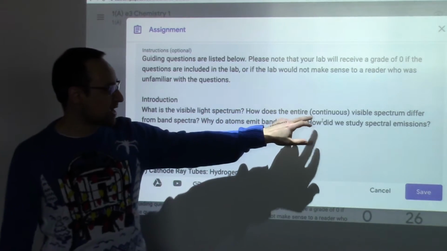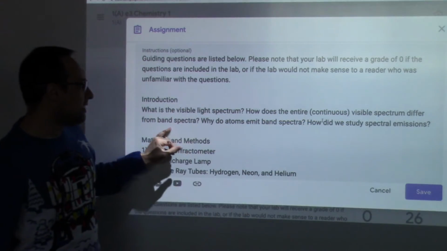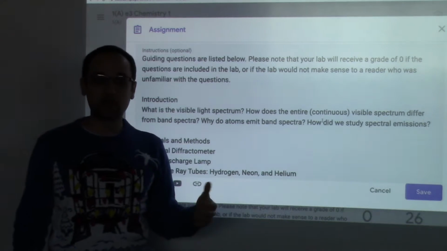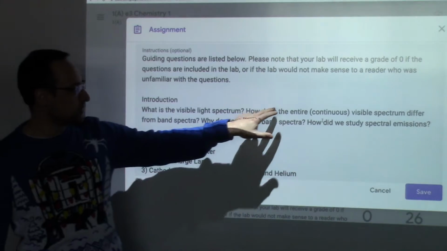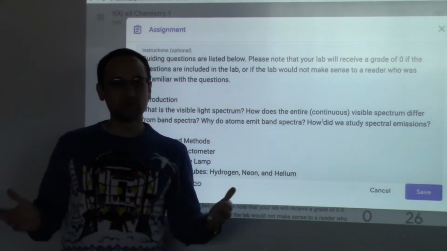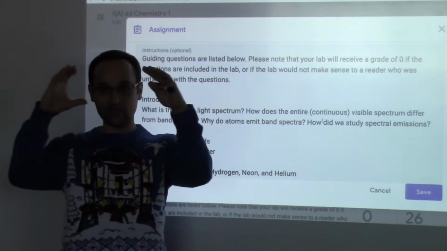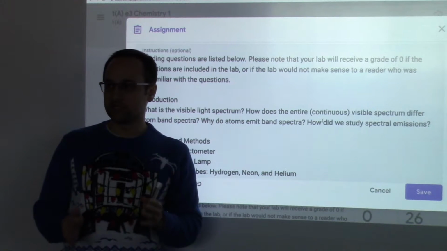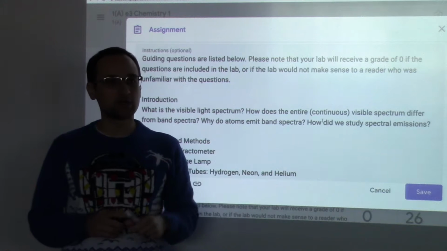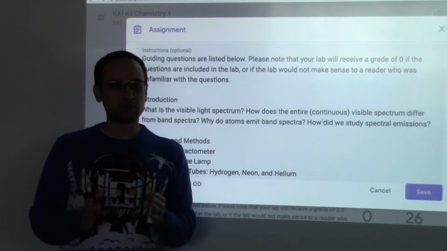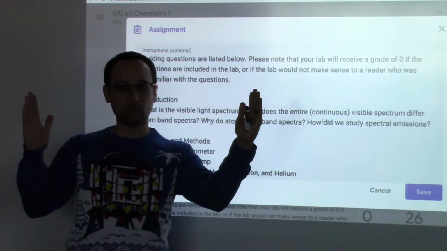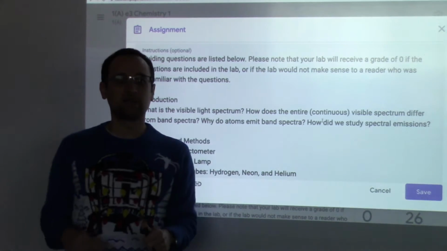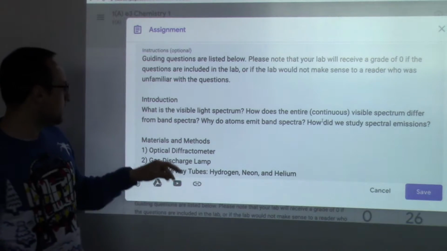And then, how does the continuous spectrum of visible light differ from band spectra that we observed in the lab? But you're going to get to the lab later. So what you want to do up front is just say that this continuous spectrum of light, which we can see in the rainbow, is different from band spectra, which consist of just individual bands of color. Band spectra don't contain every single wavelength of light within a certain span. They only contain certain wavelengths here and there, like we saw in our lab last time.